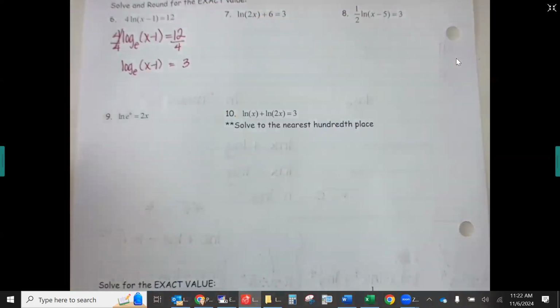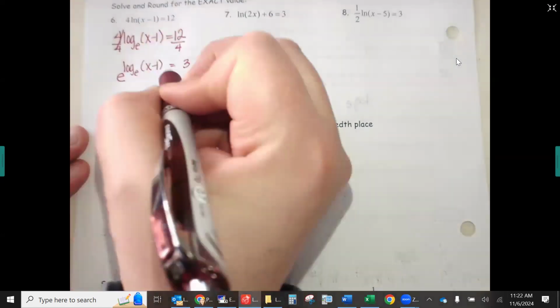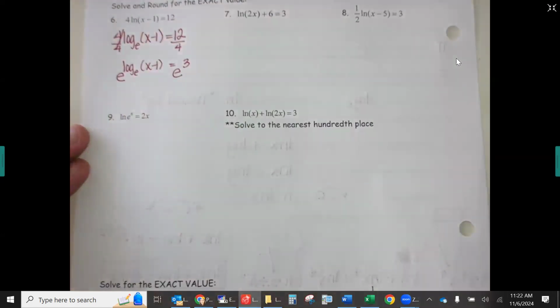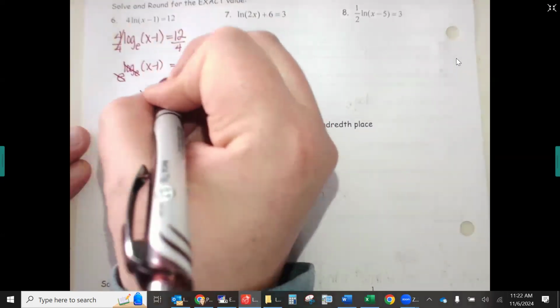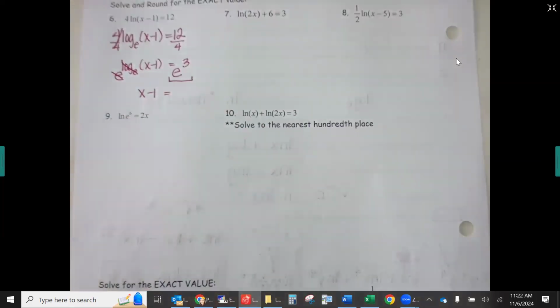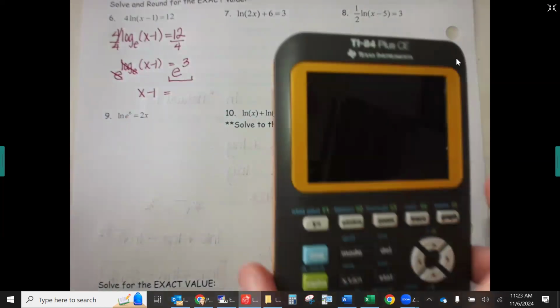How do I get rid of a log little e? Remember, big E, yeah? So I'm going to big E and big E. And big E and log little e are inverses. So I have x minus 1 equals, and then because this isn't like 3 to the 5 where you can use that chart that I gave you, you're going to just put it into the calculator. So let me show you how to do that.